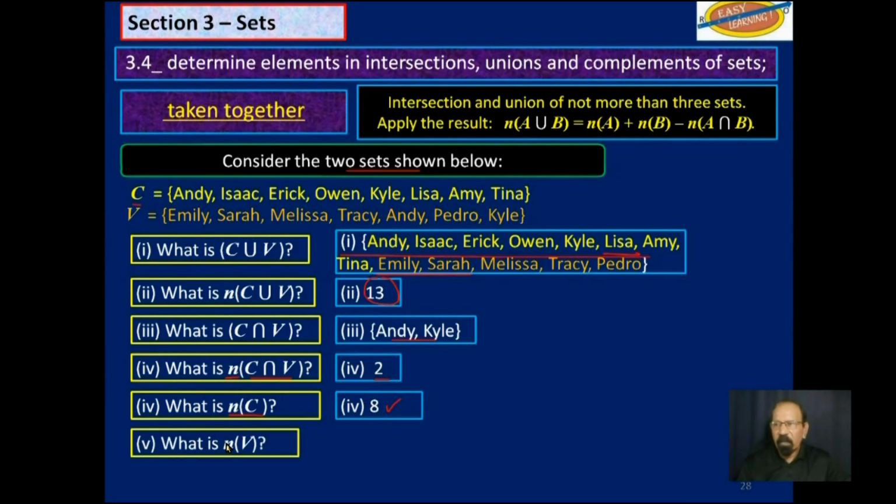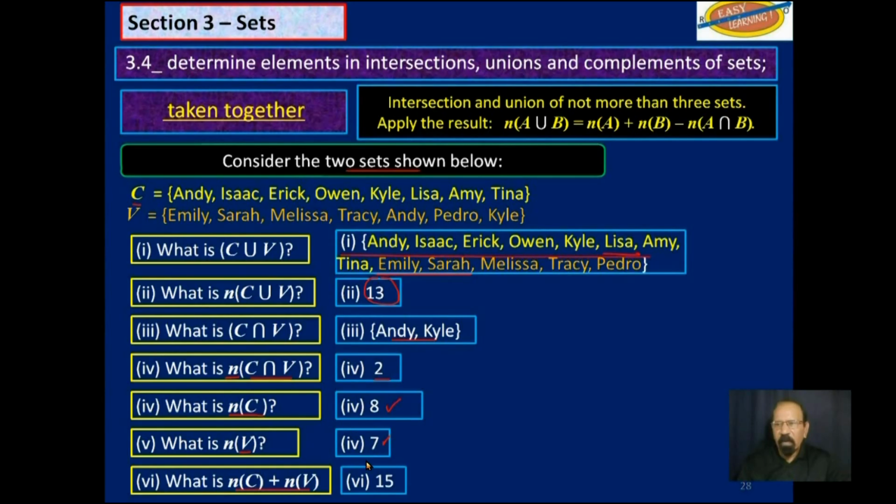What's the number of elements in V by itself? 7. What's the number of elements in both C and V counted this way? And you get 15. That is this 8 and 7, 15. But notice we said that the cardinality of C union V is 13. And by now, I think you know how we can harmonize that apparent discrepancy.